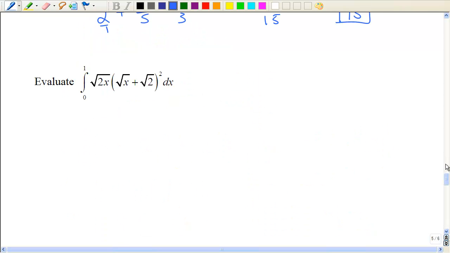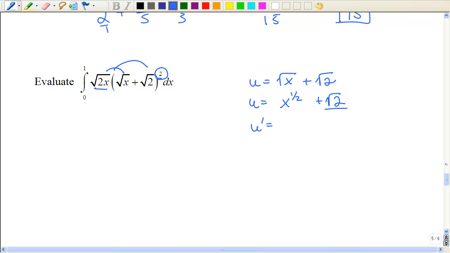Ooh, that looks ugly. I can't just distribute this because of that. Let's see if I could use u substitution. Let's see, if u is the square root of x plus the square root of 2, and that's just a constant, so I'm not going to worry about that. And I take the derivative, that's going to be x to the negative 1/2, and that's going to be 0. And I don't have this here, so I don't think they mean for me to use u substitution.